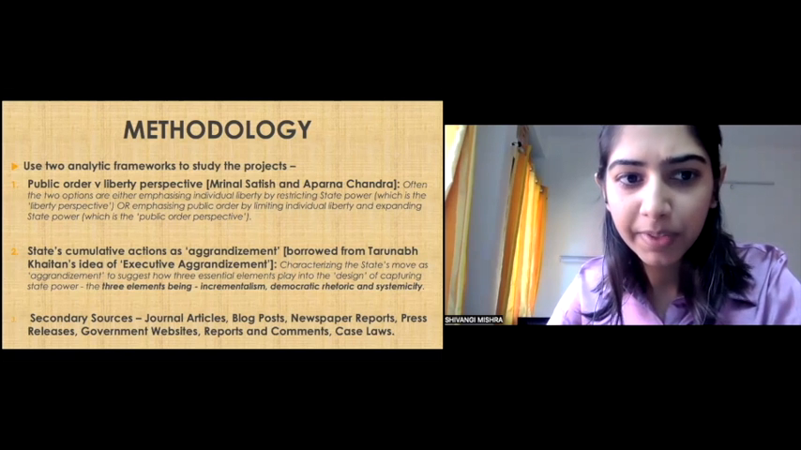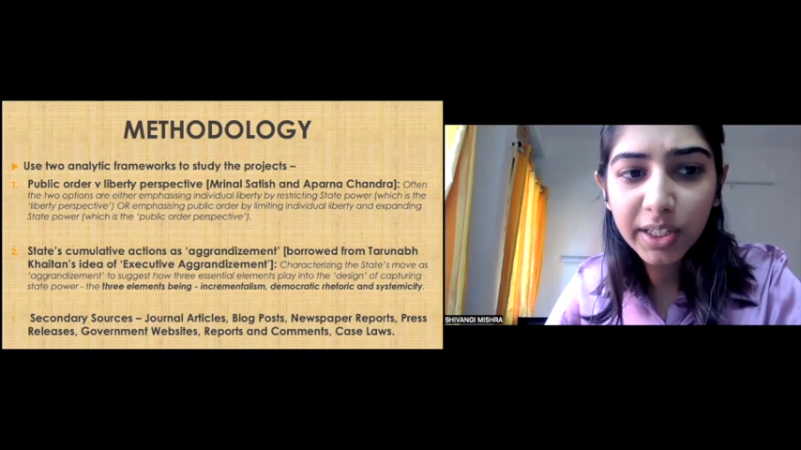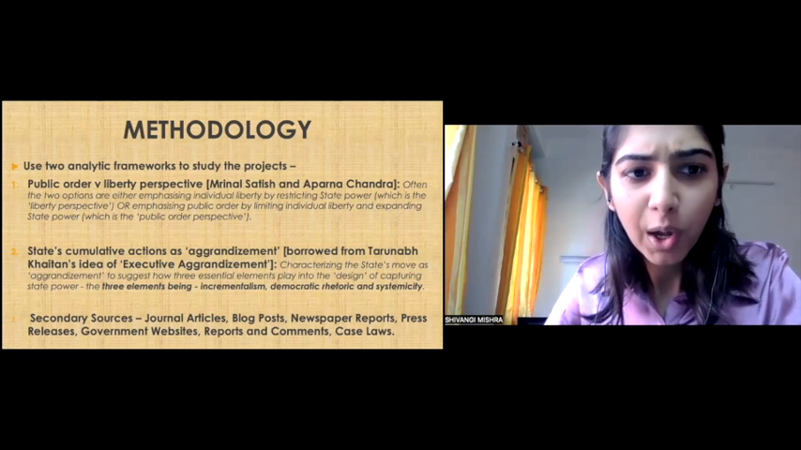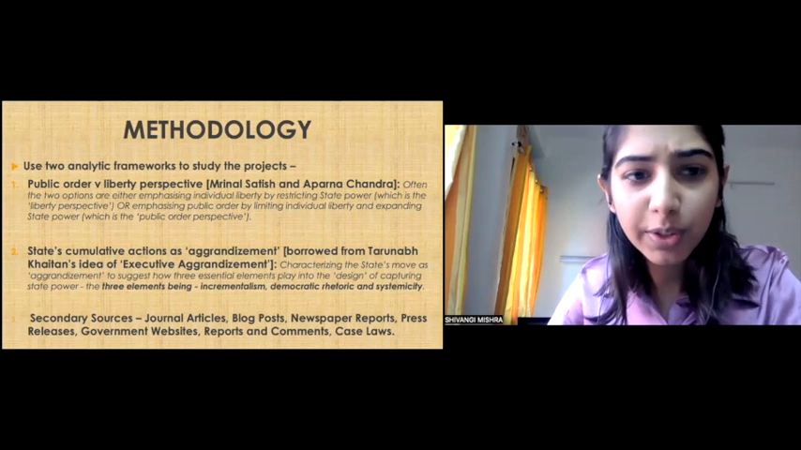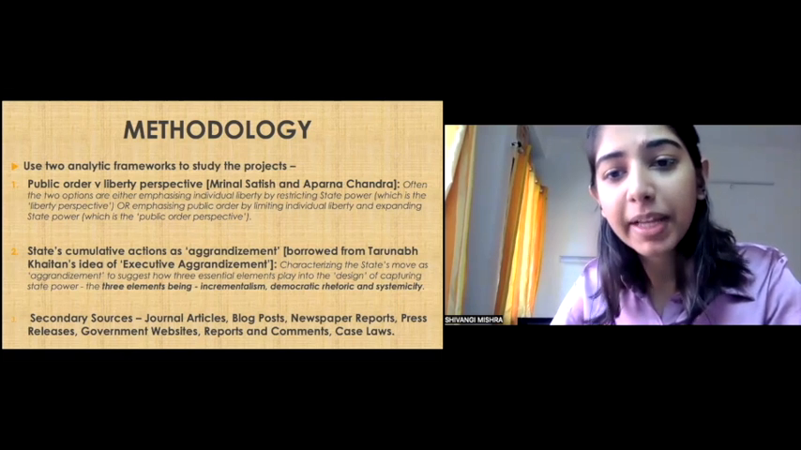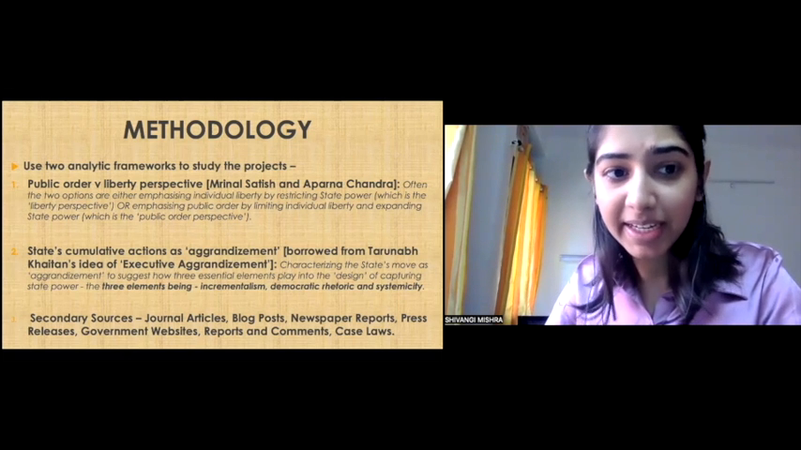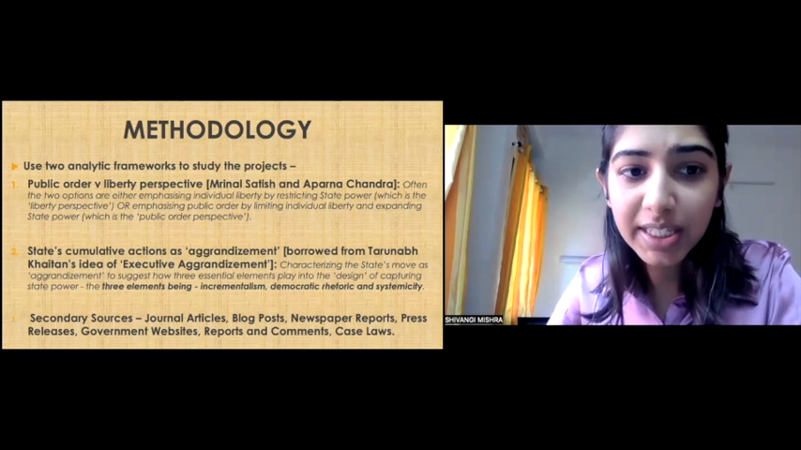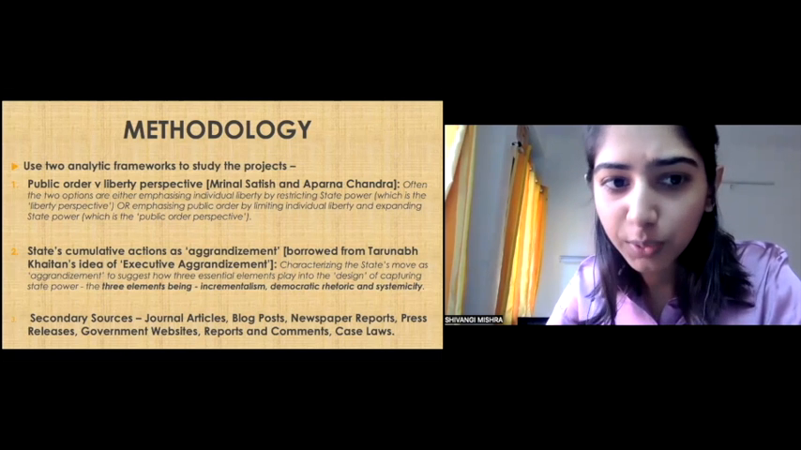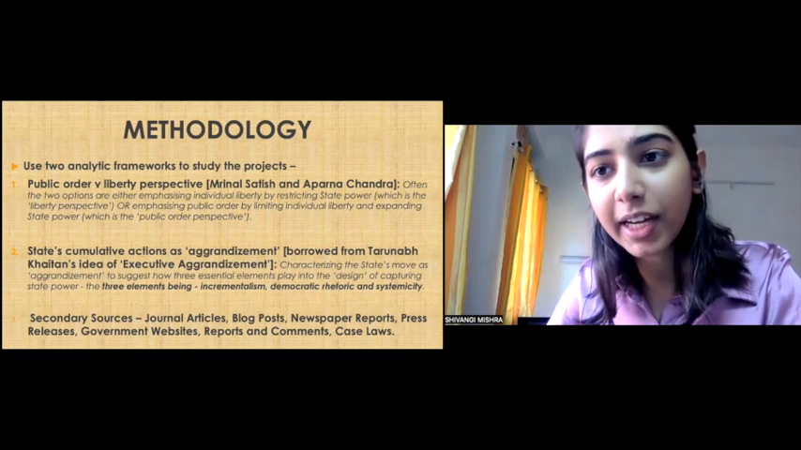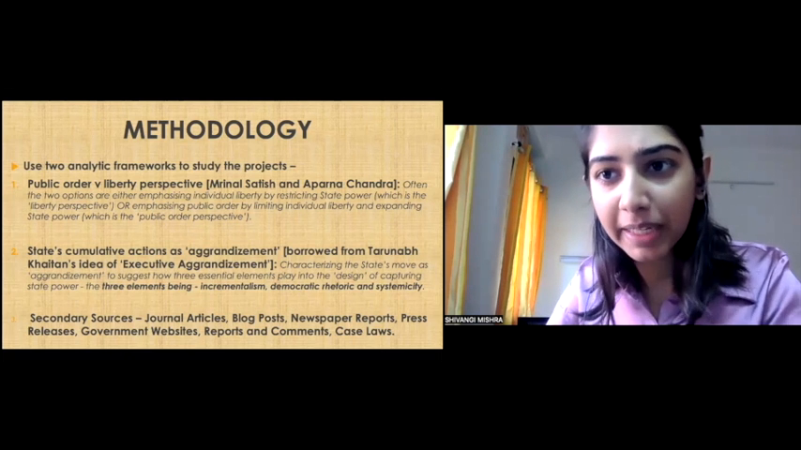Most choices underlying technological innovations tackle the tension between competing goals of protecting individual liberty and promoting the public good. Often the two options are either emphasizing individual liberty by restricting state power, or emphasizing public order by limiting individual liberty and expanding state power, which is the public order perspective. In my paper, I situate the innovations in their socio-political context and argue that the particular strategic timing of their inception suggests that they adopted a public order perspective from the very beginning.